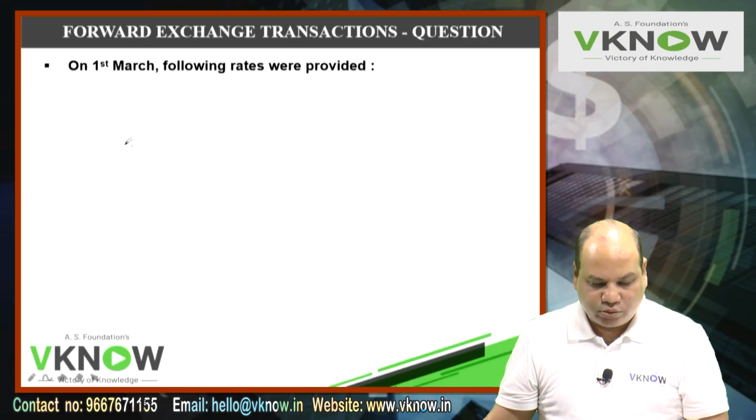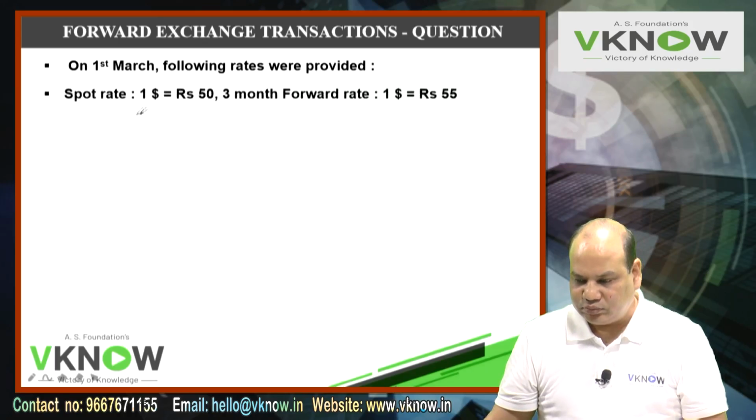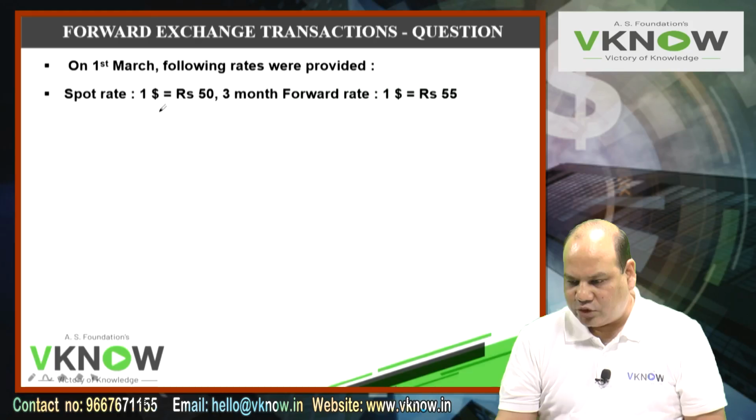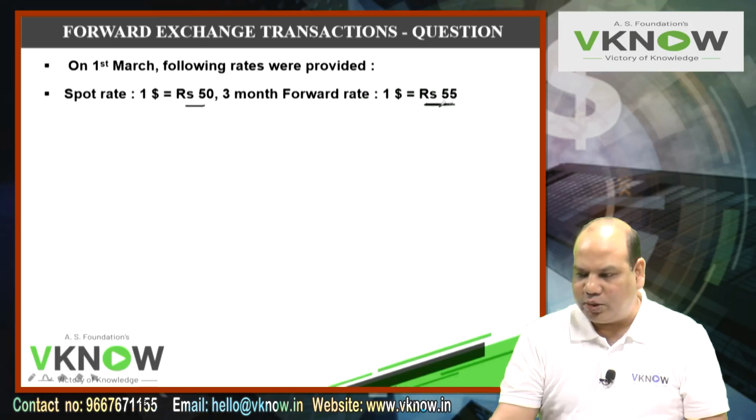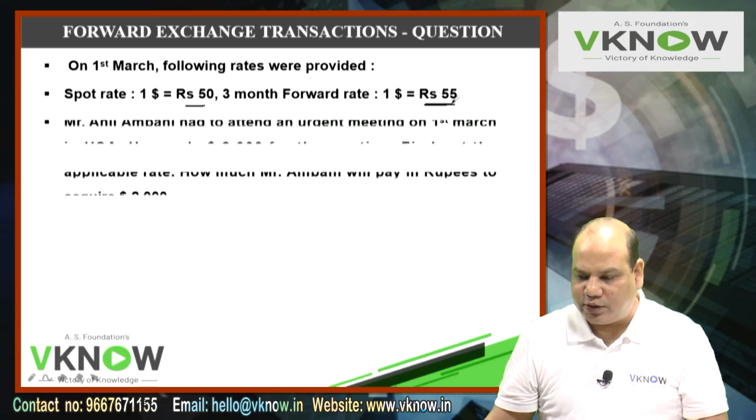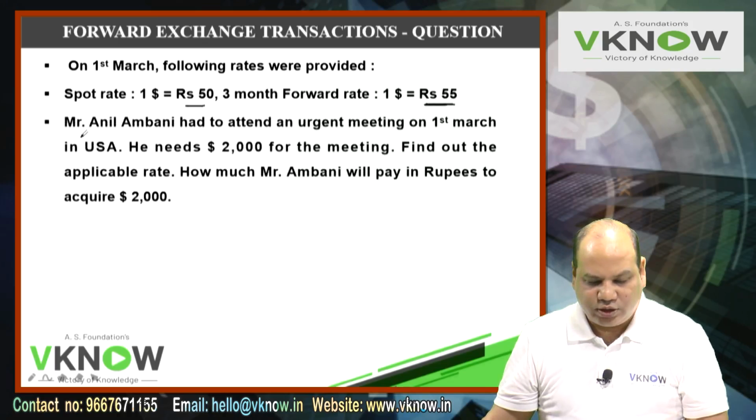Printed in your book, question number 2 on 1st March. Following rates were provided. Spot rate: $1 is equal to 50 rupees, and 3 months forward rate is $1 is equal to rupees 55. So today if you want to buy or sell dollar, you can do it for 50 rupees. But if you enter into a forward contract, then after 3 months you will be able to buy or sell dollar at rupees 55.